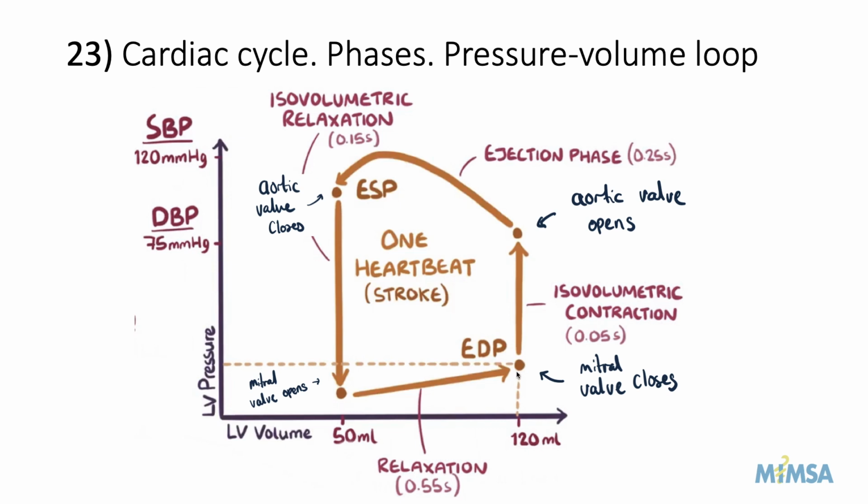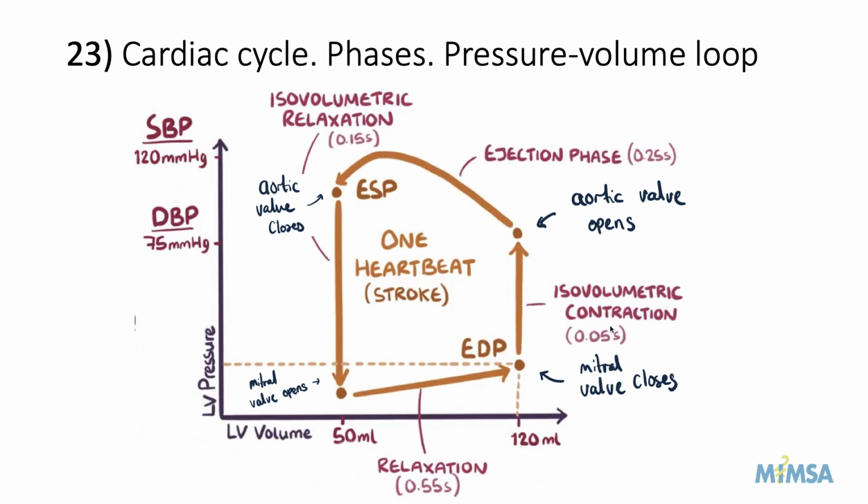When it does this, the mitral valve is closed, and the aortic valve is also closed at this point, meaning that while the heart is contracting and increasing pressure, there's no movement of blood. So it's called isovolumetric contraction, because the heart is contracting but there's no change in the amount of blood. The blood in the heart is still 120 milliliters, but the pressure is increasing because the muscle is contracting. And this only lasts about 0.05 seconds.